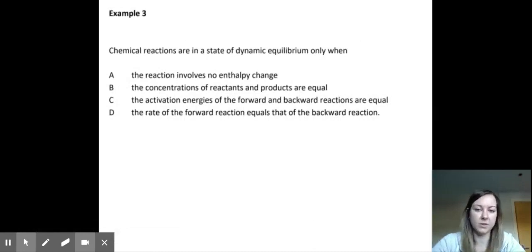Example 3, we have already done this question. I just put it in earlier as a kind of little benchmark to make sure that we understood. So hopefully everybody knows the answer to this. Chemical reactions are in a state of dynamic equilibrium only when it's going to be D, the rate of the forward reaction equals the rate of the backward reaction.